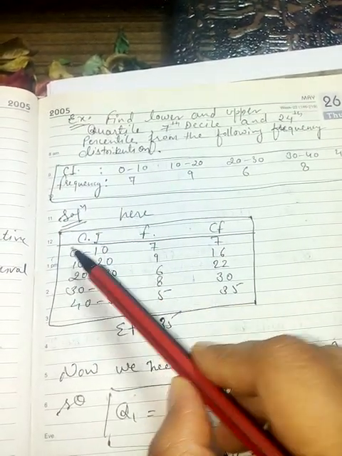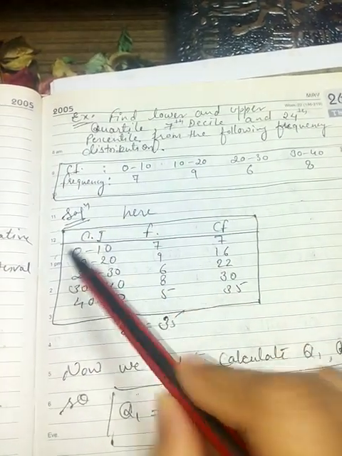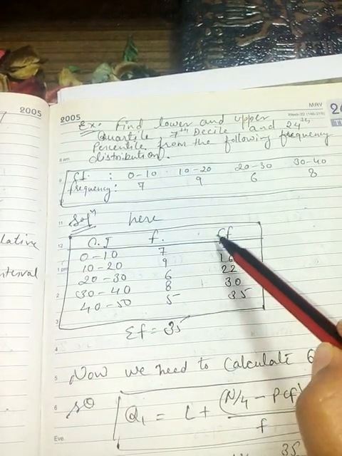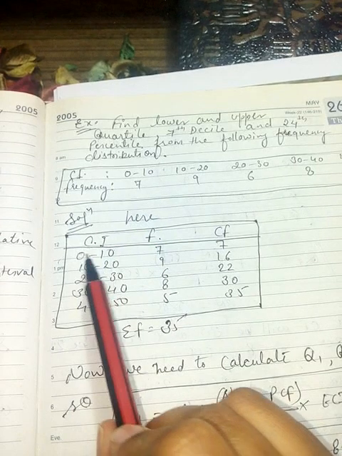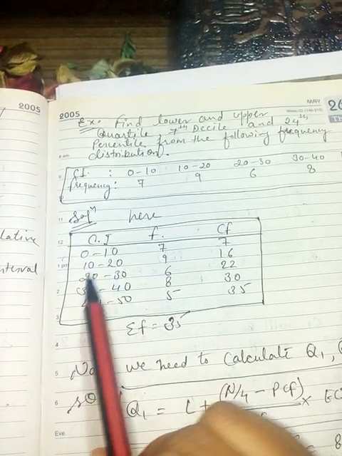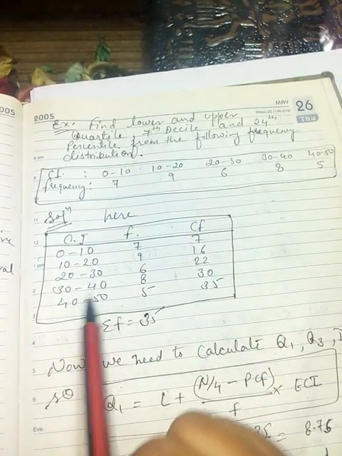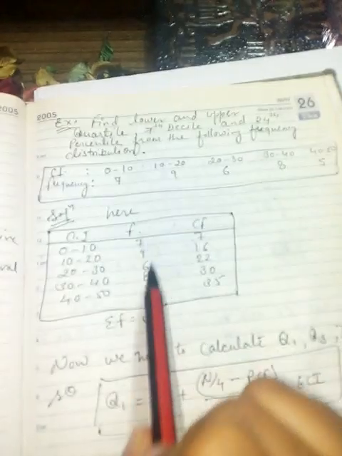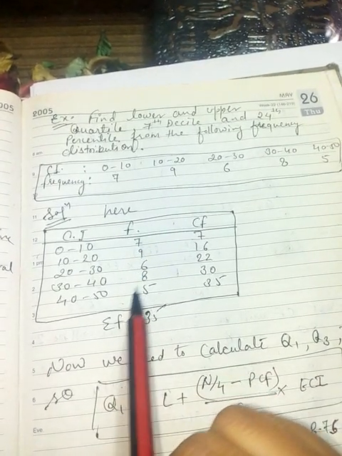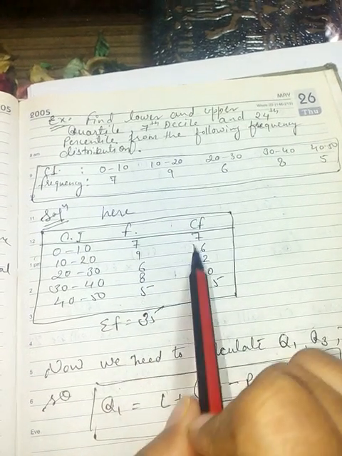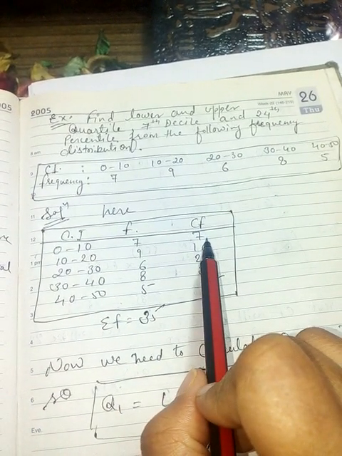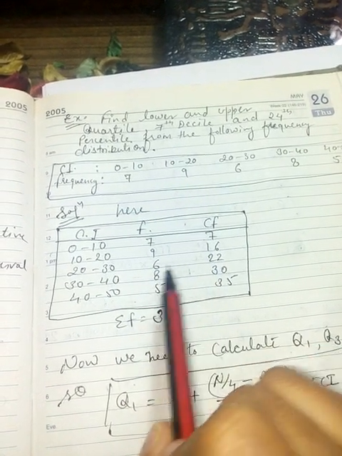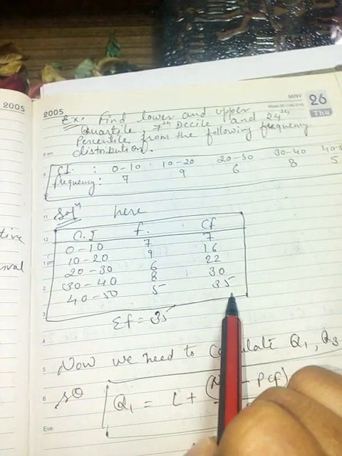In this solution we have a table with class interval, frequency, and one more column we will create, that is the cumulative frequency. So the class intervals are 0 to 10, 10 to 20, 20 to 30, 30 to 40, and 40 to 50, their corresponding frequencies are 7, 9, 6, 8, 5, and then the cumulative frequency will be 7, 7 plus 9 is 16, 16 plus 6 is 22, 22 plus 8 is 30, and 30 plus 5 is 35.